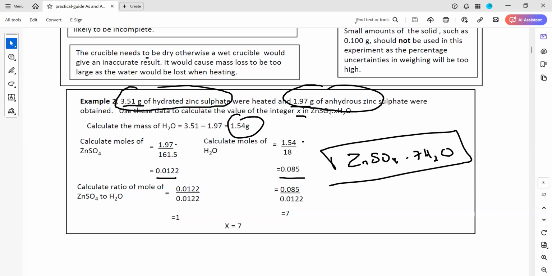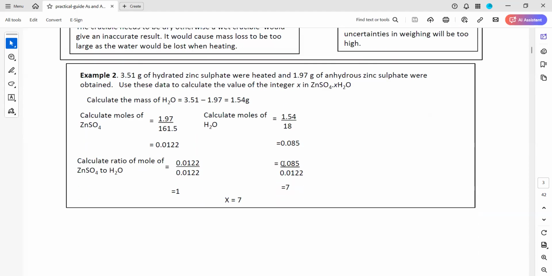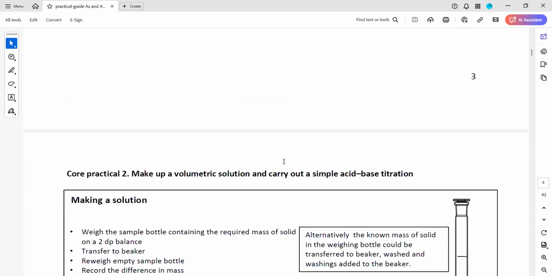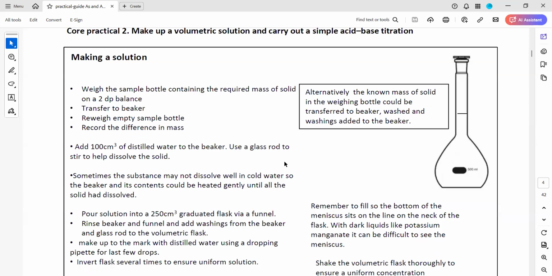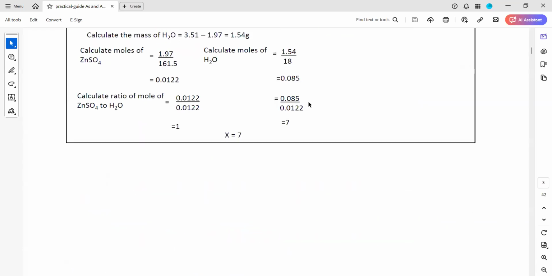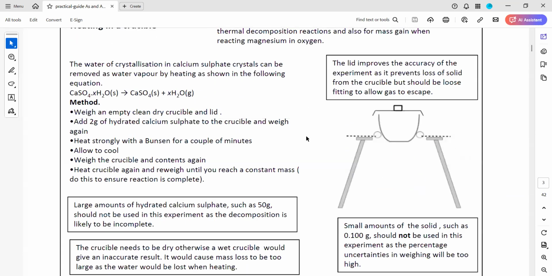Is it clear how we worked out the moles of water of crystallization? Anyone having a doubt in this? Can I know the ratio from the equation for calcium sulfate? Yes, you can also know it for calcium sulfate. This is done for zinc sulfate. Same thing you can do for calcium sulfate after knowing the mass.